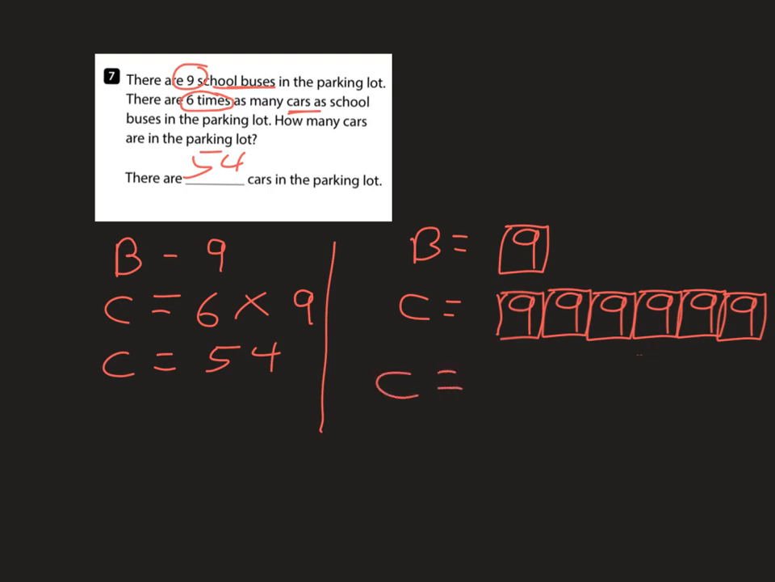So cars equals 9, 18, 27, 36, 45, 54. So I know I have a total of 54 cars, which is 1, 2, 3, 4, 5, 6 times as many as 9.